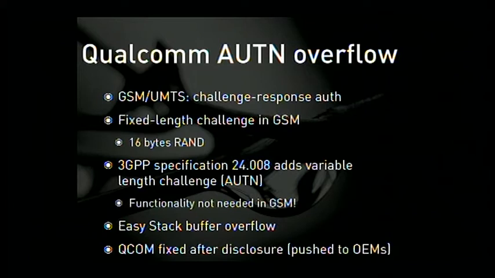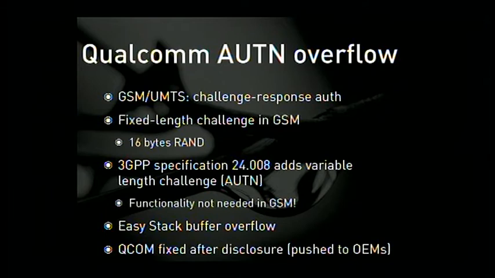So, as you probably all know, GSM and UMTS use a challenge response authentication. Now, for GSM, this is a one-sided authentication. For UMTS, it's a mutual authentication. So, in GSM, they used a fixed-length message, 16 bytes RAND, and a 4-byte result that was sent back from the handset for the authentication. In 3GPP, they were like, oh, well, yeah, we still need those 128-bit challenges, but maybe we need longer or shorter messages in the future.